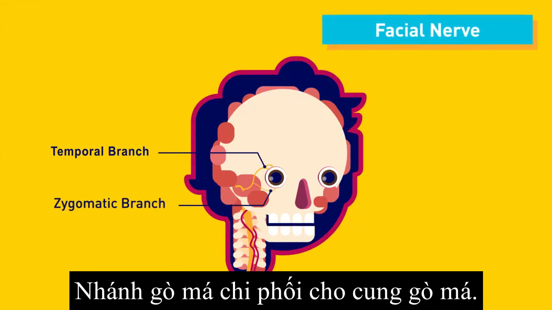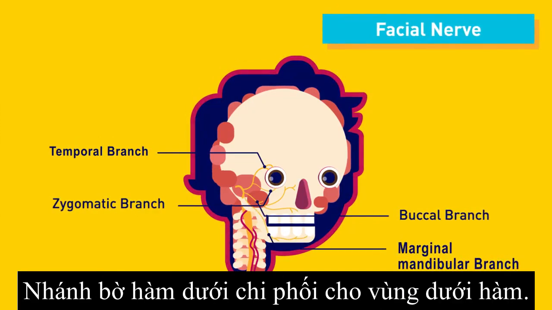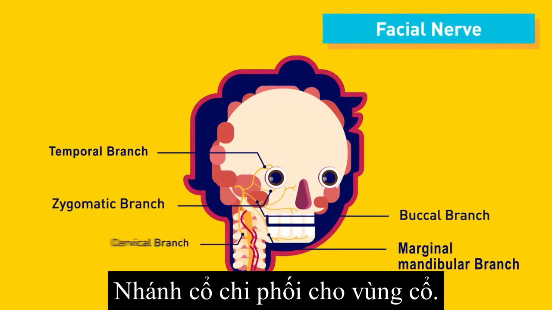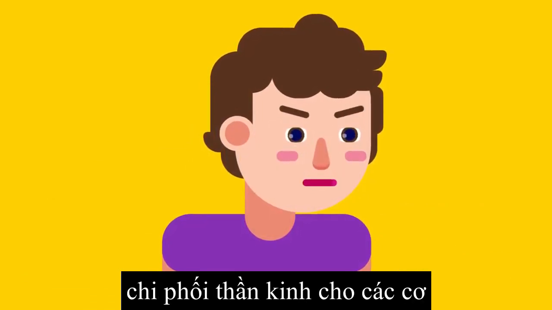Zygomatic branch, which supplies the zygomatic arch. Buccal branch, which supplies the buccal region. Marginal mandibular branch supplies the mandibular region. Cervical branch supplies cervical region. These branches are responsible for innervating the muscles of facial expression.